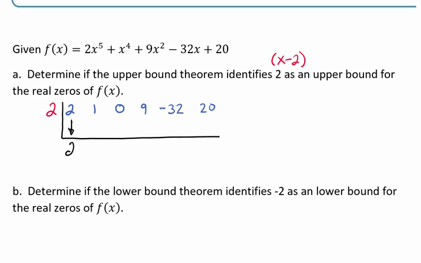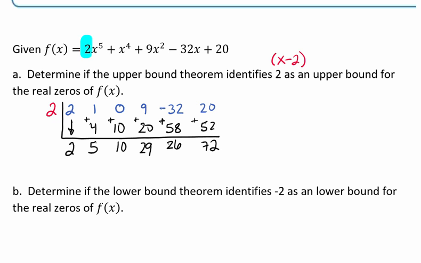So we're going to go ahead and bring it down, multiply. 2 times 2 is 4, put it up, and we're going to add those. 5, 2 times 5 is 10, put it up, add it. We get 10. 2 times 10 is 20. We're going to add it, and that's going to give us a 29. And we're going to multiply 2 times 29 and get a 58, and add these and get a 26. And then 2 times 26 is 52. And we're going to add these, and we're going to get a 72.